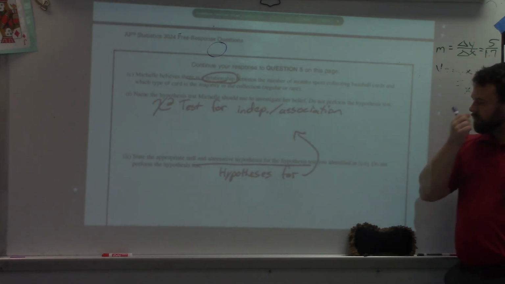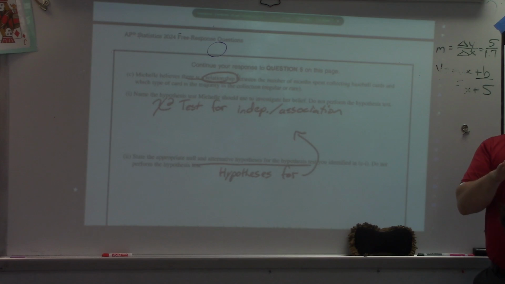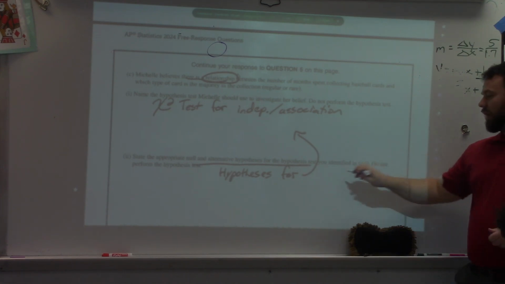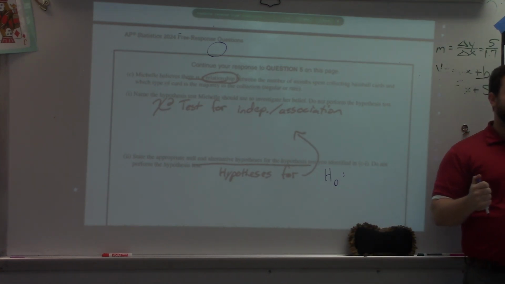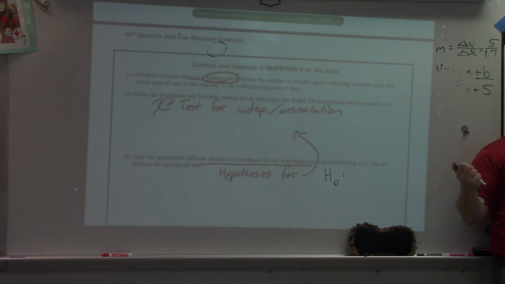Probability that there is no association between them. Slow down. Not probability, I meant H-naught. So the null hypothesis: there is no association between the number of months spent collecting baseball cards and type of card that is the majority. Correct. And then the alternative would just be there is an association.